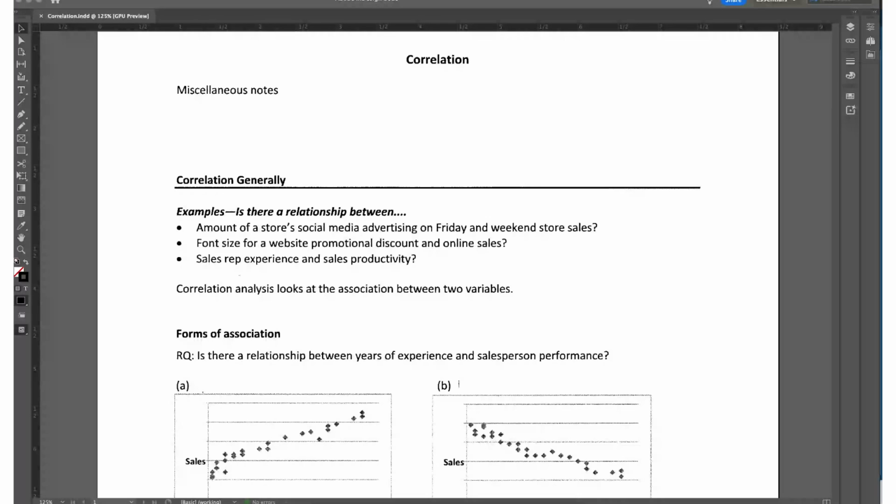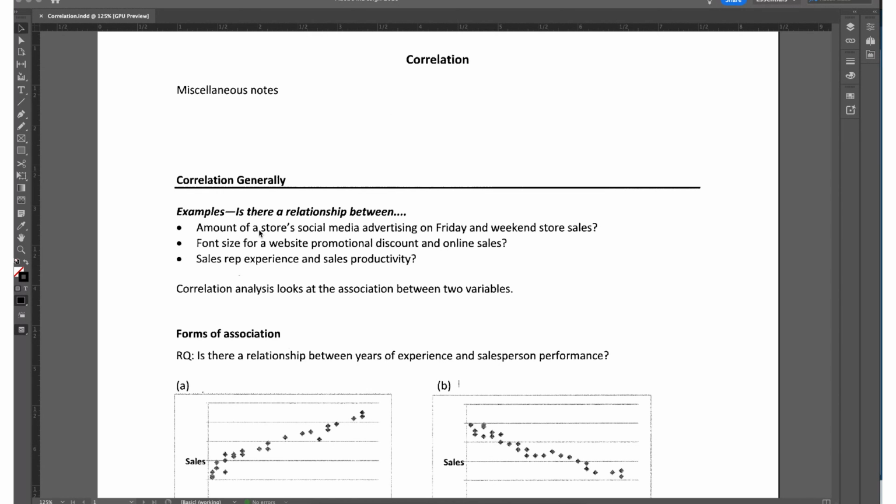Hey everyone, in this series of videos, we're going to go over correlation. So here we go. Let's start with this. When it comes to correlation, we use that for association type research questions. And when it comes to the data, they can either be ordinal or they could be interval or ratio. And on this page here, we have a few marketing examples.